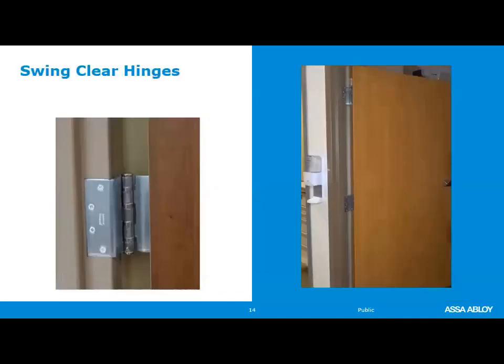If you do need to get more room, a swing clear hinge will get the door out of the opening at 90 degrees, and you will gain the full thickness of the door leaf. So you can gain an extra 1 3/4 inches. And that can help you with some existing doors that may need to comply with ADA.